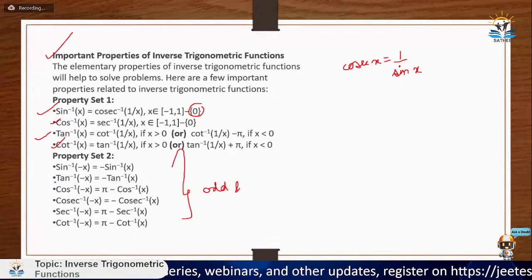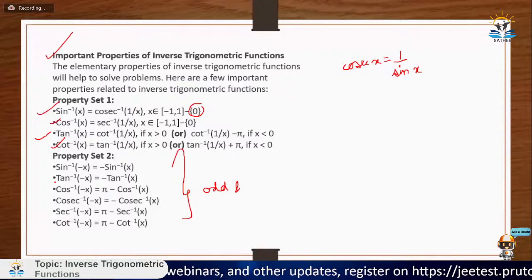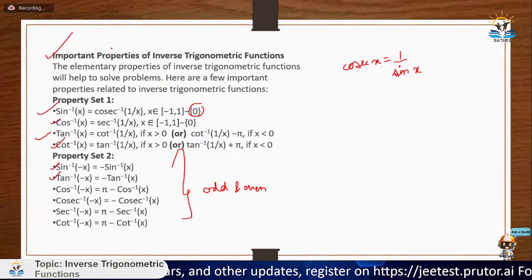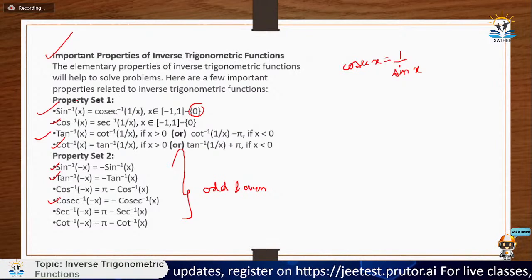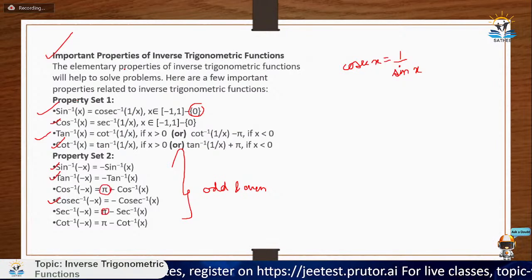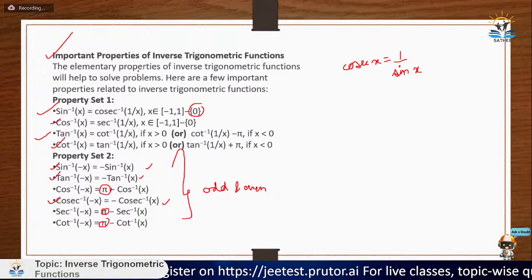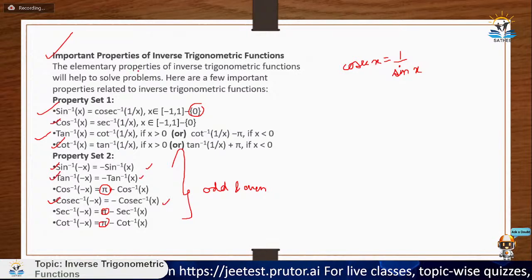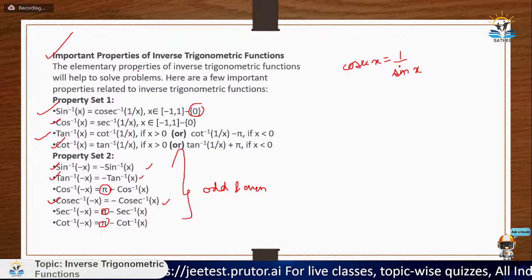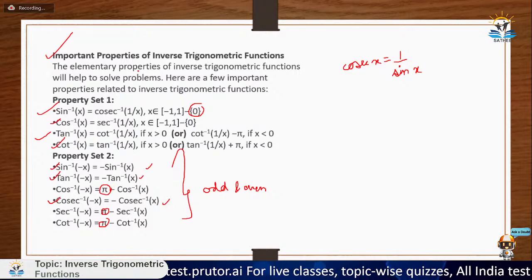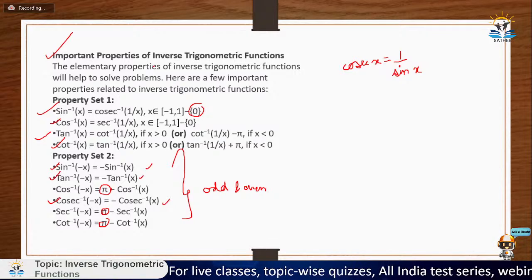Property set 3. In this question, like what we did, sine inverse x equal to cosec inverse 1 by x. Now we are doing 1 by x on this side and x this side. So basically, sine inverse 1 by x is equal to cosec inverse x. But here the domain is different, and there the domain is also different. Why? Because sine and cosine are defined on different domains, as we just studied from the definitions. So sine inverse 1 by x is equal to cosec inverse x in this domain.